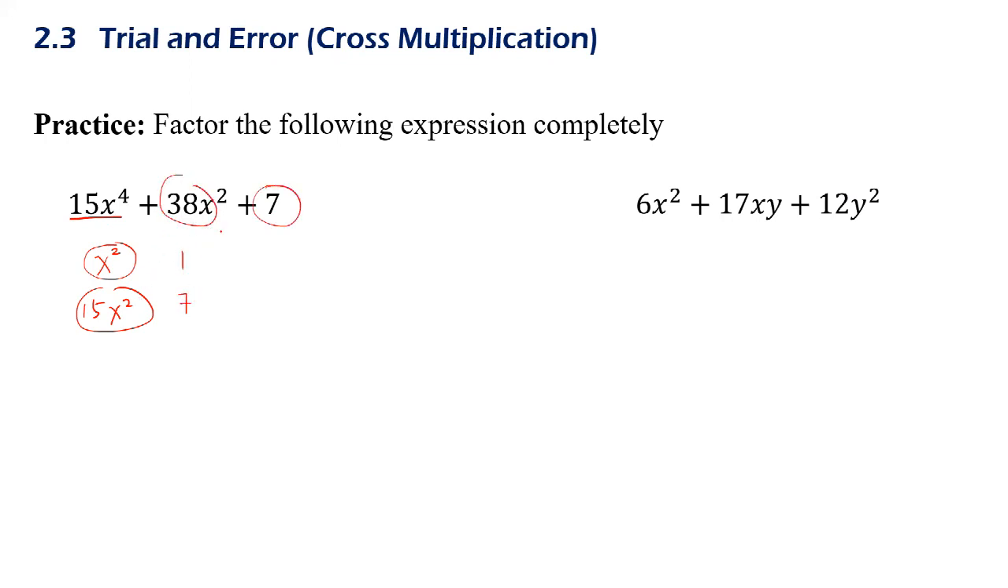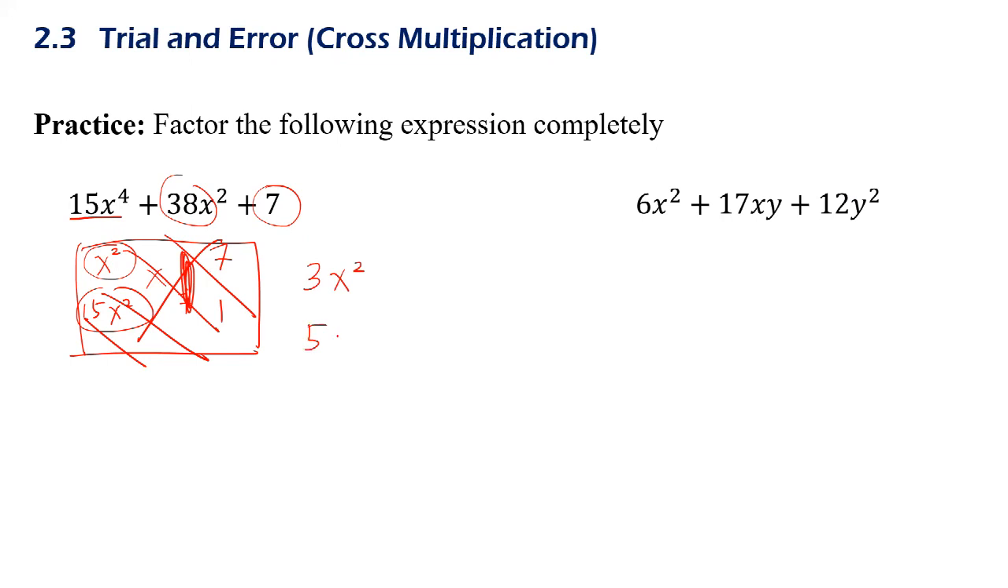For example, if you factor the last term into 1 and 7, by cross multiplication, you will not get a 38x squared here. Or if you factor the last term into 7 and 1, you will not get the 38 either, right? So this factoring is not working. So let's try to factor the first term into 3x squared and 5x squared.